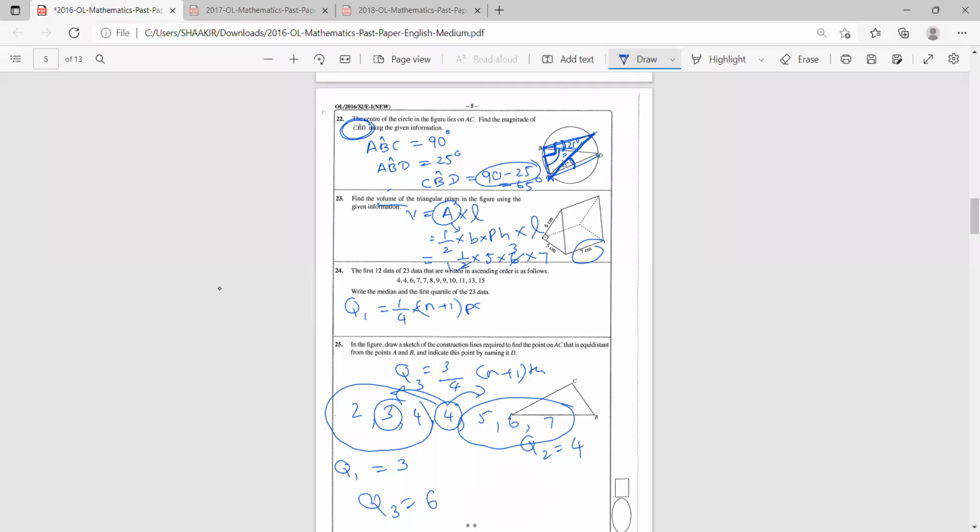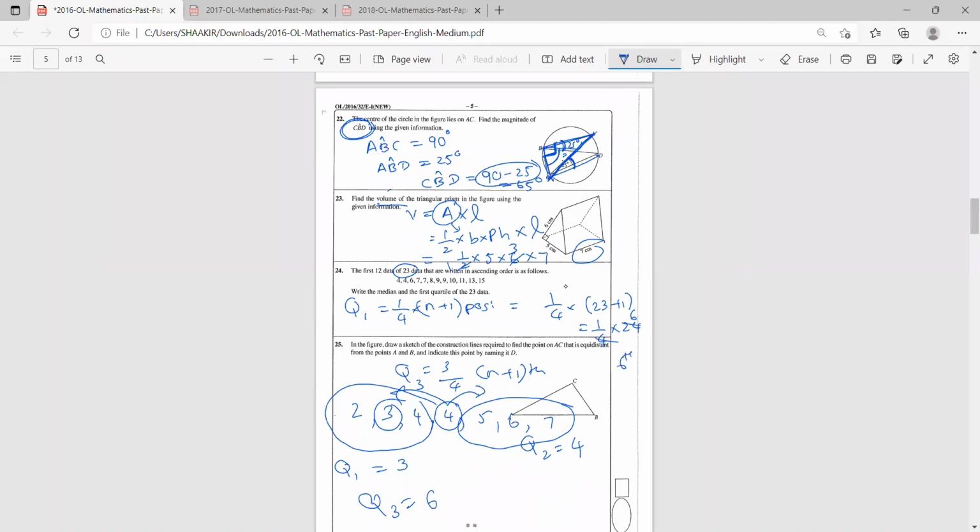This is position. Okay. Now 1 over 4 n. How many data are there? Not 12. It's 23. You can't take 12. It should be 23. Okay. Because that is the total data which you have. You have to always take the total. So here 23 plus 1, so that will give you 1 over 4 of 24. If you simplify, 6.